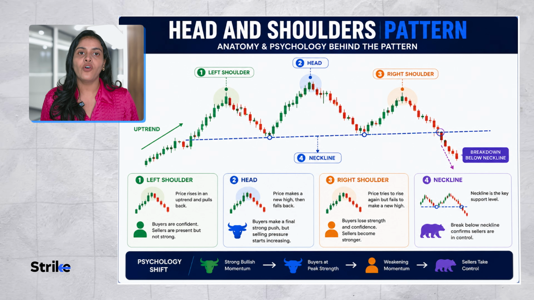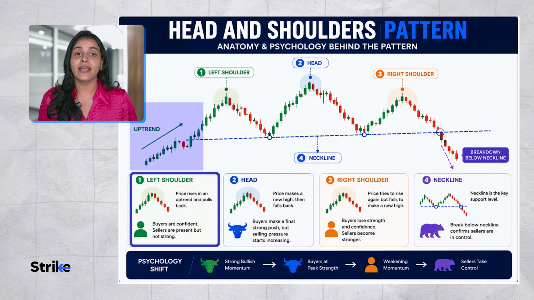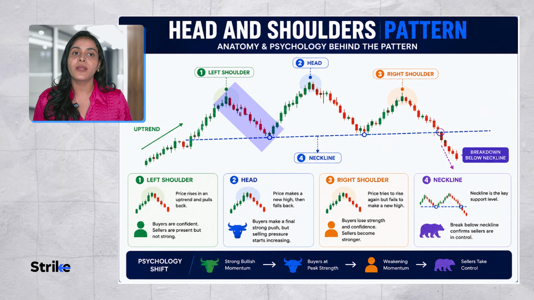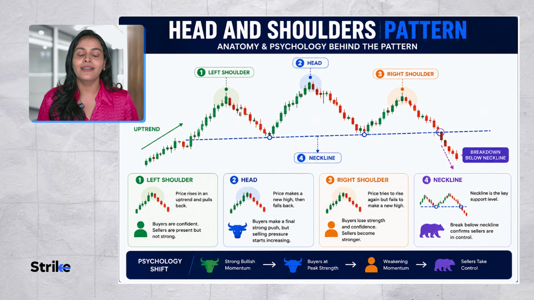The left shoulder forms a strong bullish move. Buyers push price higher, but profit booking starts. This creates the first pullback. At this stage, bulls are still in control.